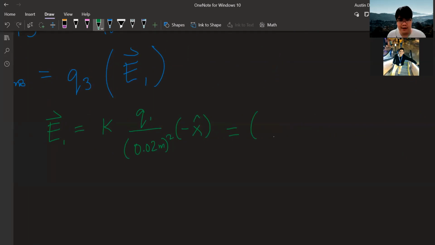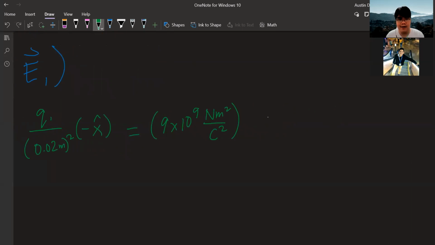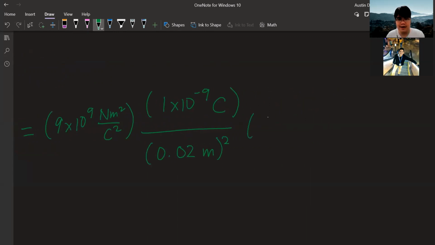Yung K mo would be 9 times 10 to the 9th power. Tapos, ang units niya, Newton meter squared per coulomb squared. Okay? And then, the charge would be 1 nanocoulomb. So, that's 1 times 10 to the negative 9 coulomb over 0.02 meter squared. Okay? Tapos, negative x hat.